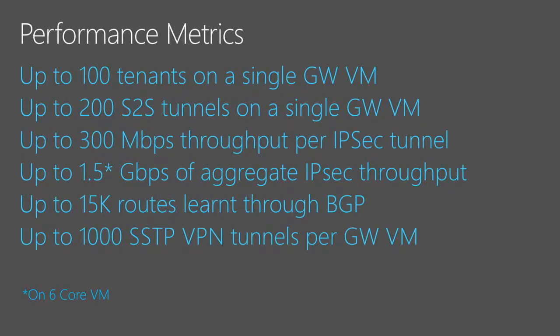So let us look at the performance metrics that this gateway provides, and all these numbers that you see here have been measured on a VM with 6 cores. So you can support up to 100 tenants on a single gateway VM. You can set up about 200 tunnels to a single gateway VM. The throughput of every IPsec tunnel is about 300 Mbps, and the aggregate for the whole gateway with 100 tenants and 200 site-to-site tunnels is about 1.5 gigabits per second. Using BGP, you can learn up to 15,000 routes, and if you want to set up SSTP VPN connections, you can go up to like 1,000 connections per gateway.